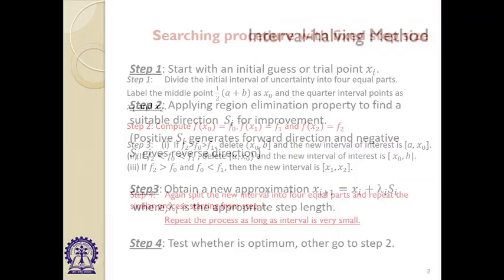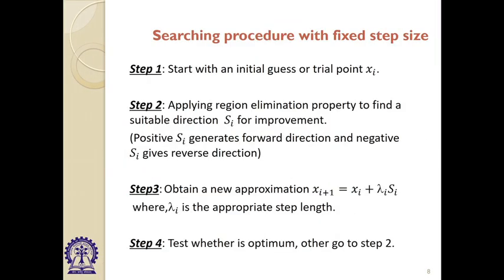Now, I am moving to the next method, that is the searching methodology with the fixed step size. What is the assumption for this method? Again the assumption is that the function must be unimodal, and we must have the initial interval of uncertainty, and the initial guess point must be given to us, then only we can proceed, otherwise we cannot.